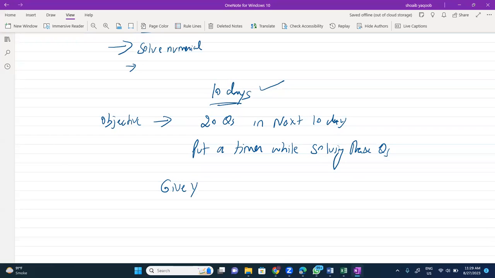Give yourself margin in the first 3 questions. Like if the question is 25 marks and you are solving it in 60 or 70 minutes, it's okay. Give yourself margin in the first 3 questions. After the third question, your time should be less than the previous question's time.